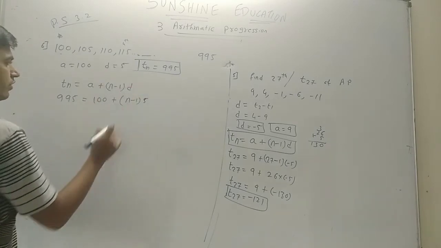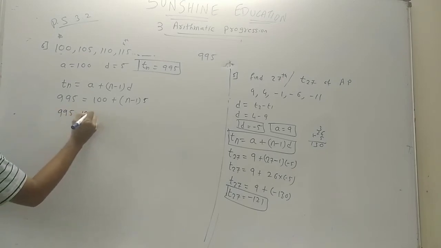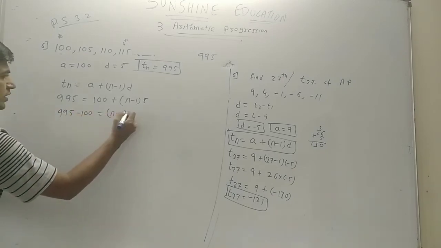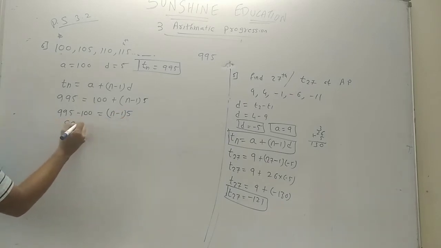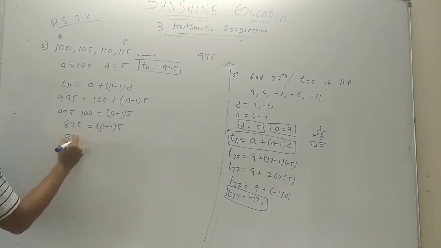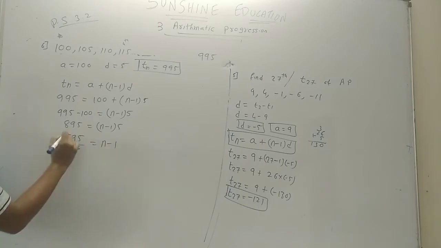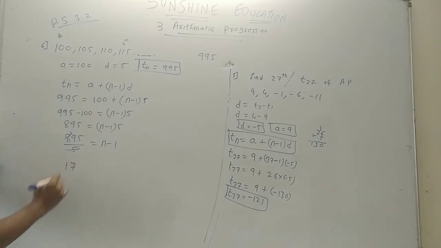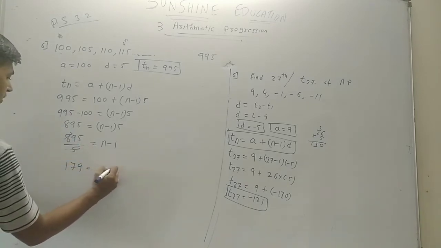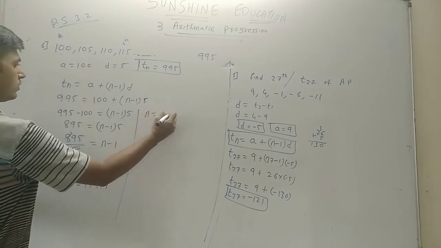And D is 5. 100 will come here and get subtracted. So it is 995 minus 100. So we have n minus 1 multiplied by 5. So it is 895 is equal to n minus 1 multiplied by 5. 5 will come here and get divided. So it is n minus 1. So 5 ones are 5, we have 3 as a remainder. 5 sevens are 35. 5 nines are 45. So n minus 1, minus 1 will come this side. So n is equal to 179 plus 1. So I can say that n is equal to 180.